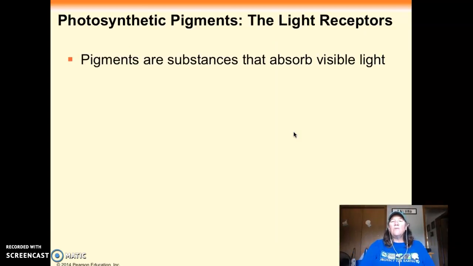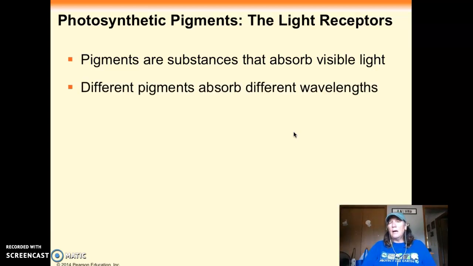Well, now we don't have just chlorophyll, okay? We need sometimes to absorb more parts of the light. So we have pigments, photosynthetic pigments, okay? They absorb visible light. Visible light is a small part of the electromagnetic spectrum that we can see. If you want to know the colors, the order, it's like the rainbow. Remember Roy G. Biv? Okay, so they have different pigments that absorb different wavelengths. Plants have different regions, different areas. They have different colors in their leaves.